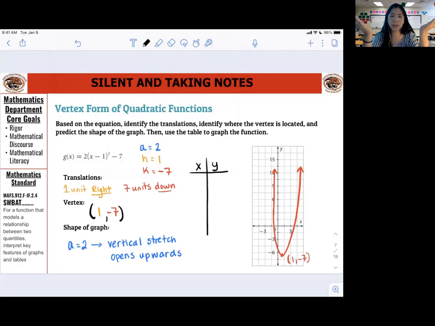Think about visually. What happens on either side of the vertex? It goes to infinity. It goes up on both sides. And remember, there's an axis of symmetry. So whatever happens on the left side of the vertex, what's going to happen on the right?